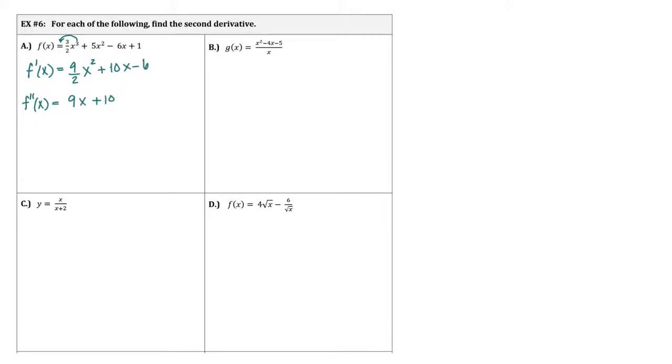All right, so now let's look at part B. And notice part B just has a single x in the denominator. So I would rewrite this. I would make this x squared over x minus 4x over x minus 5 over x. And so here, g of x, and I would go ahead and simplify. So that's going to be x minus 4 minus 5x to the negative 1.